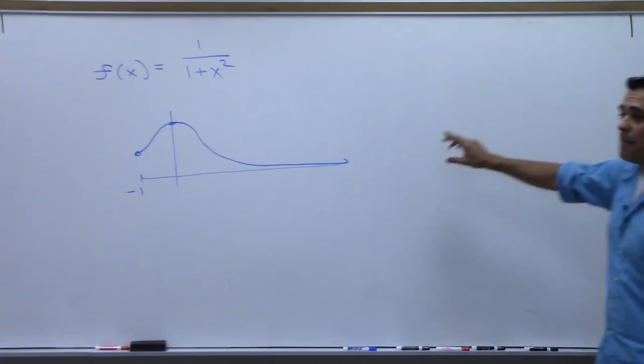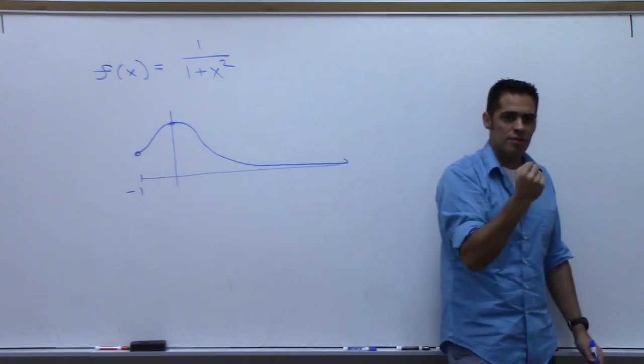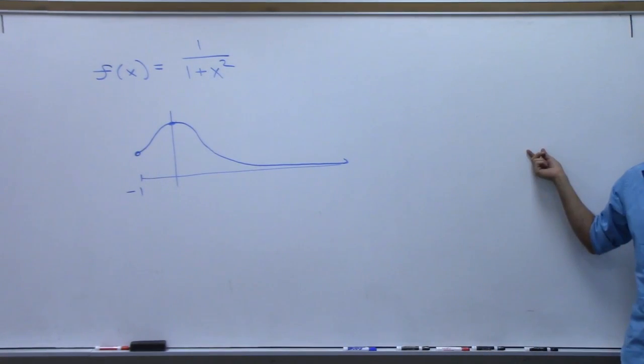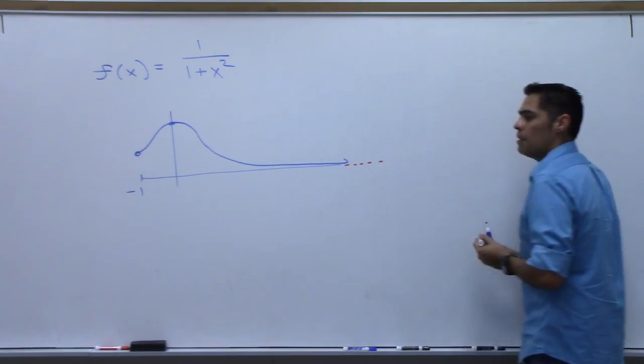And that's what happens, because as x gets bigger, this fraction gets smaller. It approaches 0, it never gets there. You give me any number out here, I plug it in there, I'm going to get a positive number. So it's asymptotically approaching the x-axis, but never gets there.